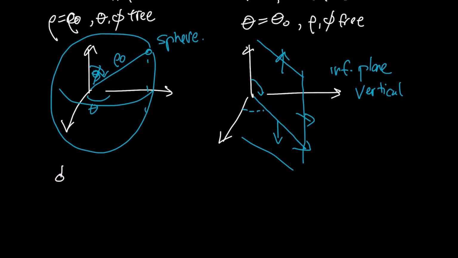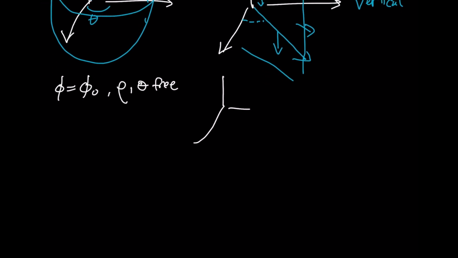And finally, if you held your angle fixed at some value and you let rho and theta be free, once again, you can imagine being on a chair that can rotate around, and now you're setting your angle fixed at some phi naught, and your radial value is free to extend, and then your angular value is free to rotate around. So what this does is it produces a cone.